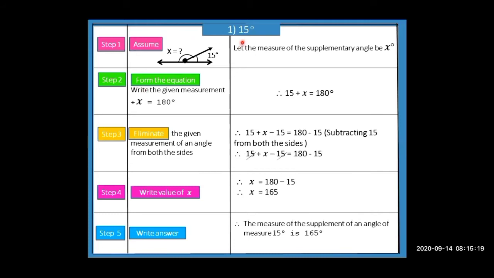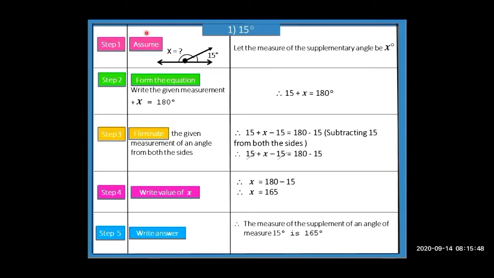The first angle given is 15 degrees. So we have to find the supplement of the angle 15 degrees. As I said, if possible, draw a rough figure. Here we have to find the supplementary angle, so we draw a straight line angle. Now 15 degrees is given. We have to find the second angle, and we assume it as x.